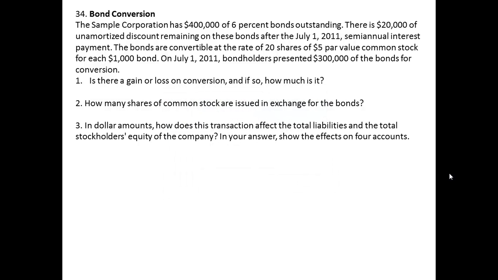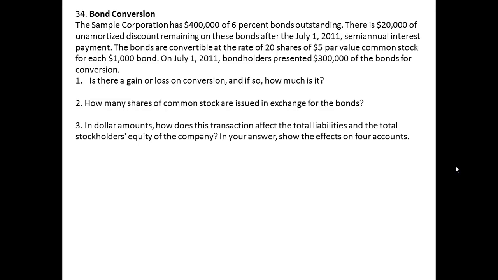Here's another example of bond conversion. It's question 34 on the practice review. Here we have 400,000 6% bonds outstanding, and there's 20,000 of unamortized discount as of July 1, the last time we updated the interest and also paid the cash out to our investors.